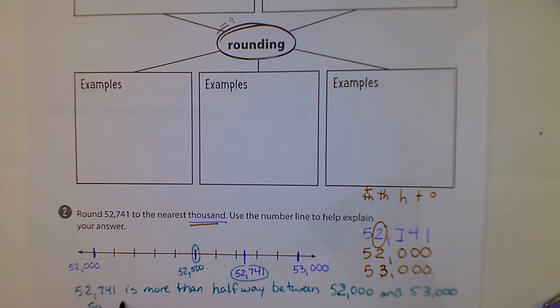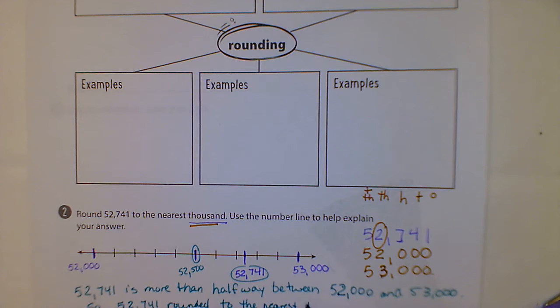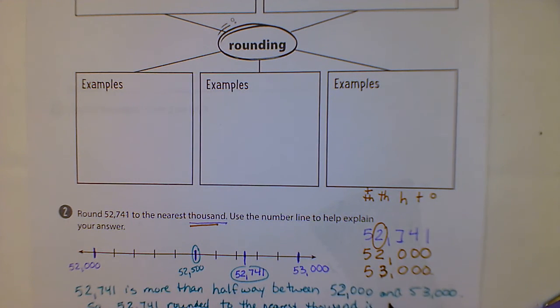So 52,741 rounded, I know my handwriting's not great, to the nearest 1,000 is 53,000. Why do I keep doing that? There we go. Okay. So that one's done. Let's go to the next one.